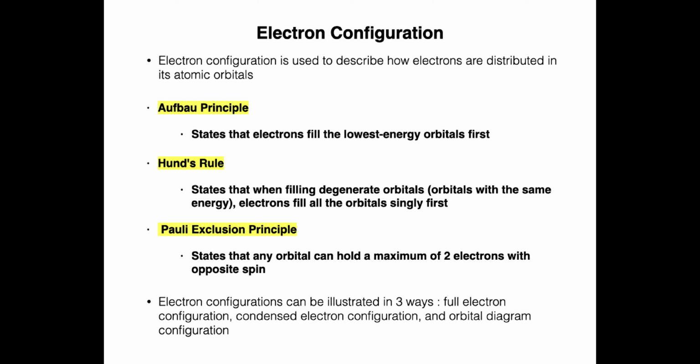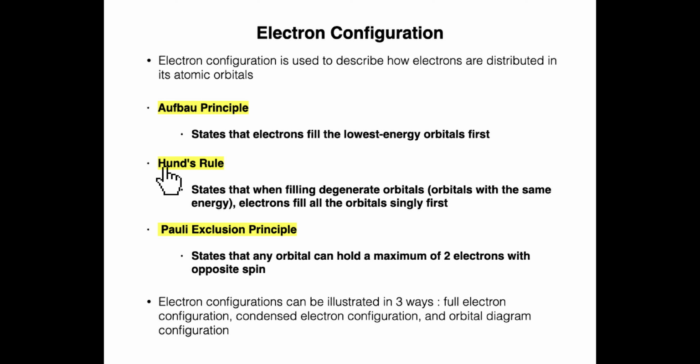Now, let's take a look at electron configuration. Electron configuration is used to describe how electrons are distributed in atomic orbitals. 3 rules are followed when writing electron configurations: the Aufbau principle, Hund's rule, and the Pauli exclusion principle. The Aufbau principle states that the electrons fill the lowest energy orbitals first.